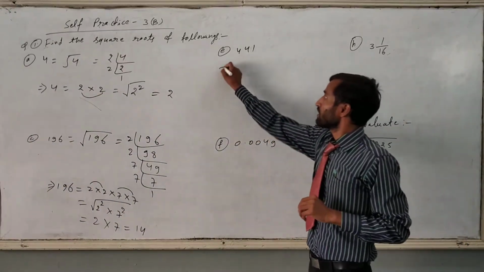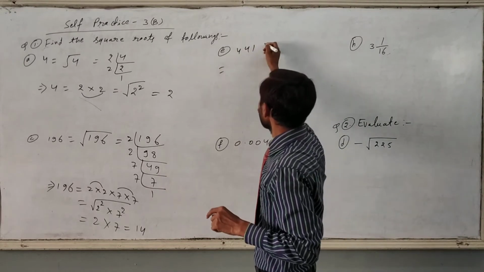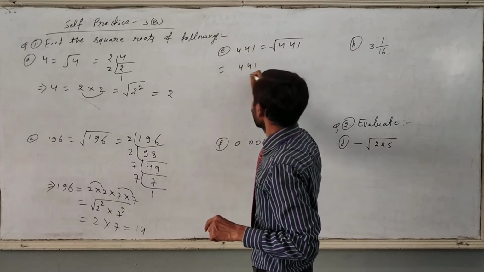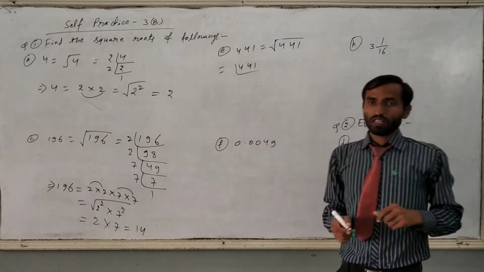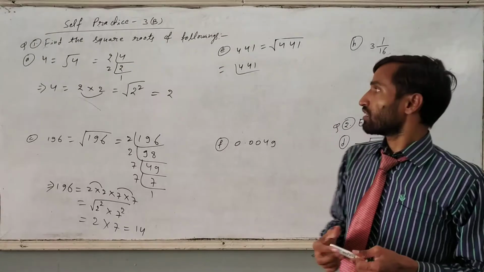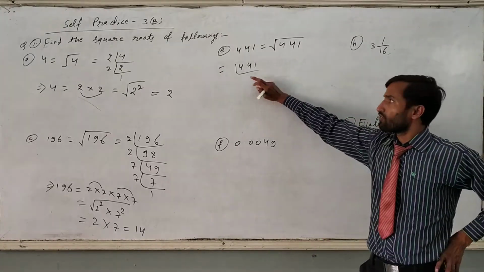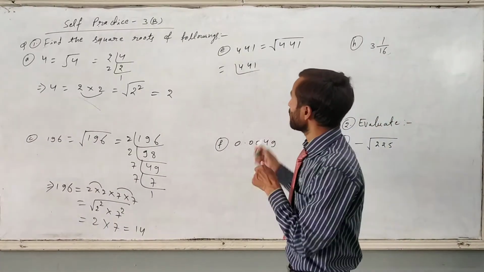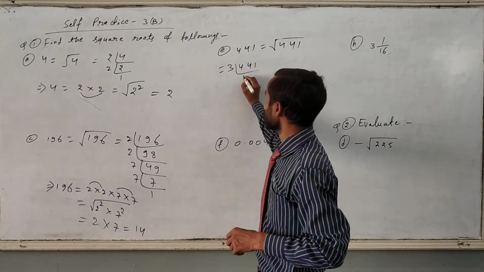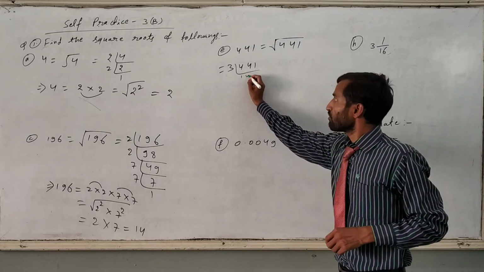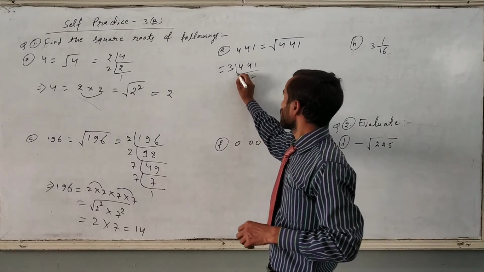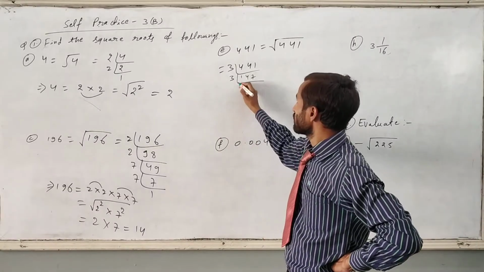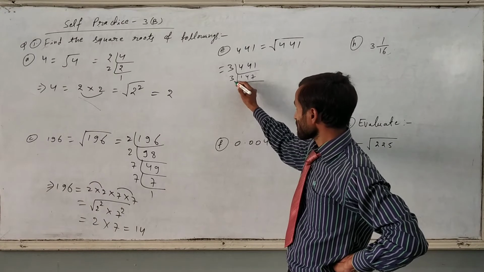Next one is 441. Just factorize 441. It is an odd number, so it is not divisible by 2. Then check by 3. 4 plus 4 is 8, 8 plus 1 is 9. It is divisible by 3, so we can divide by 3. Dividing by 3, 441 gives 147. Then again you can divide by 3, and it will come 49.